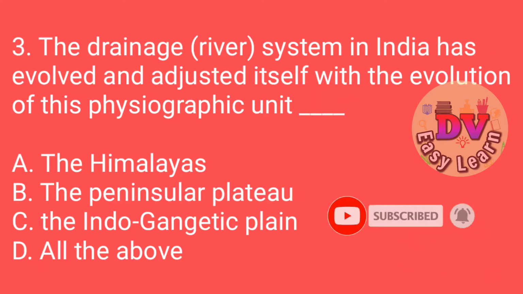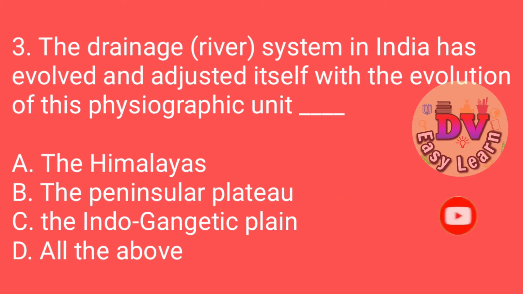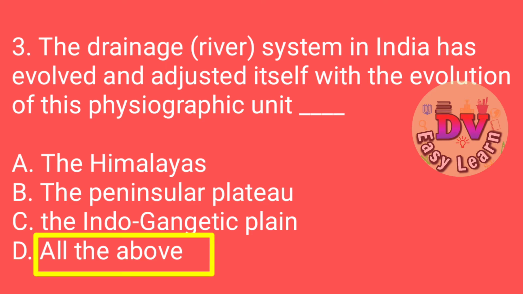Question number 3. The drainage river system in India has evolved and adjusted itself with the evolution of this physiographic unit. Correct answer: all the above. The Himalayas, the Peninsular Plateau, the Indo-Gangetic Plain.